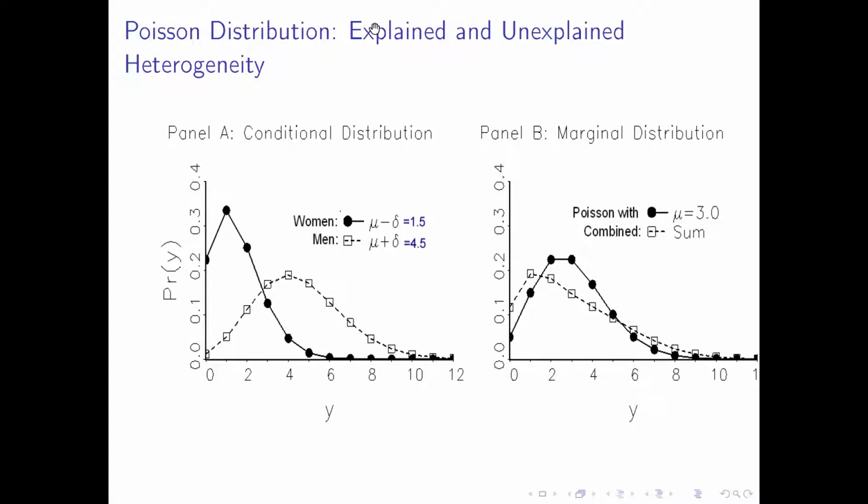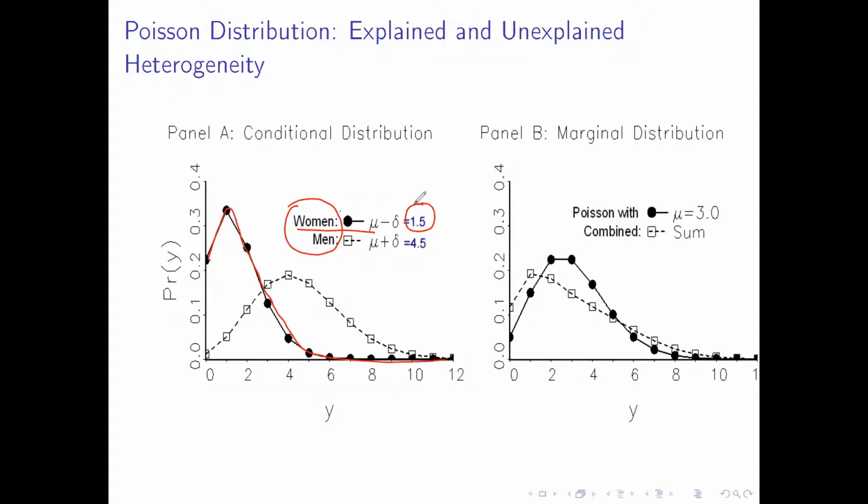So in this graph, on the left, let's say we have two conditional distributions. In this case, we have what is called explained heterogeneity because we know the heterogeneity. Let's say in this case it is gender. And for women, we have the solid dot line, this line here. In this case, we know mu is equal to 1.5, that is the mu for women.